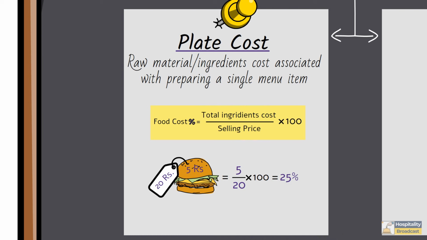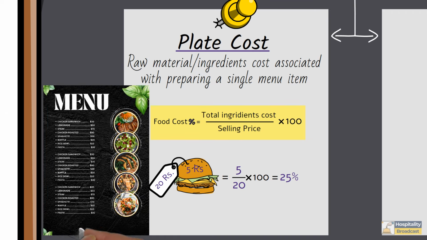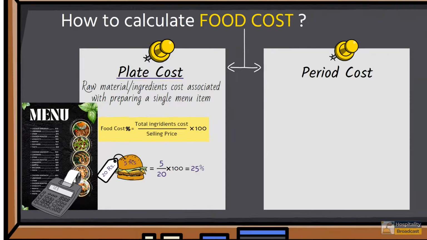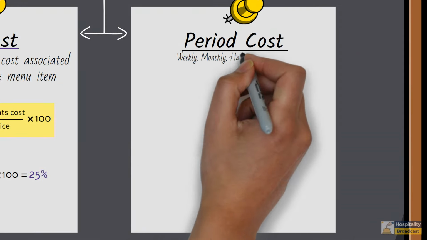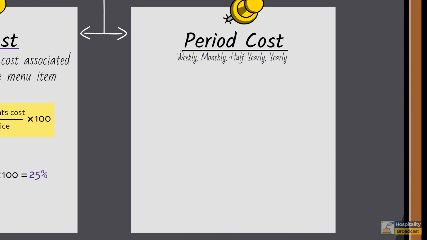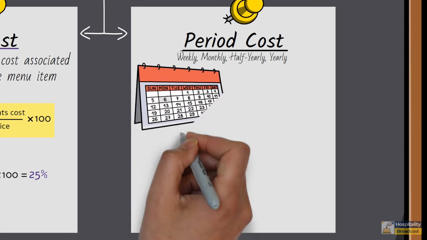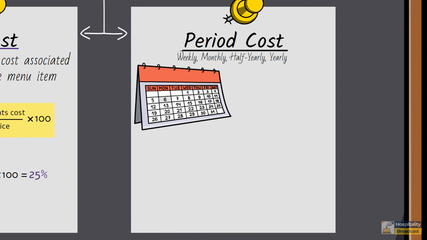Now, calculating the food cost for each item in the menu can be tedious. Restaurants often calculate food cost periodically, such as in a week, month, or in 6 months. Typically, food cost is calculated on a monthly basis in most restaurants. So we will use a monthly example to explain this calculation.